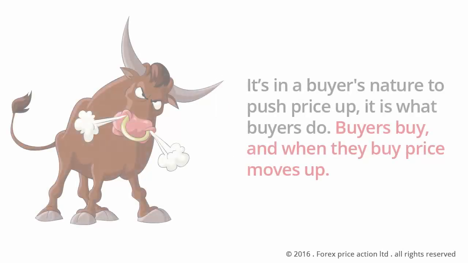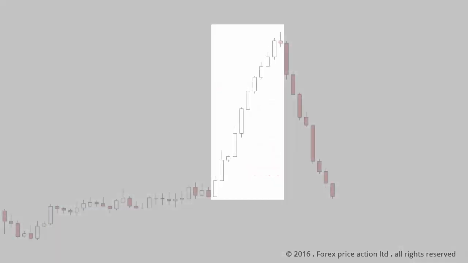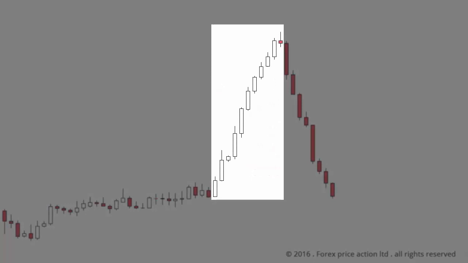Well, it's in a buyer's nature to push price up. It's what buyers do. Buyers buy. And when they buy, price moves up. And how does price move up? By creating higher highs and higher lows. In this bullish trend here, we can see that almost every candle pushes up from open and creates a higher high than the previous candle. And price does not move down very much from open, does it? So every candle has a higher low than the previous candle. As long as higher highs and higher lows are being created, it means that buyers are in control of price and price is in a bullish trend.